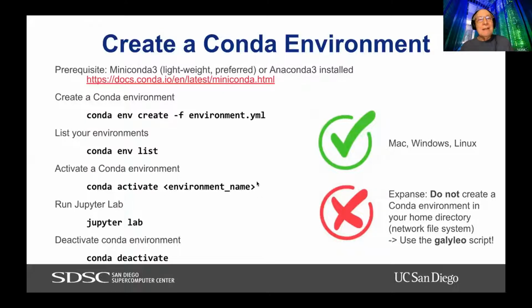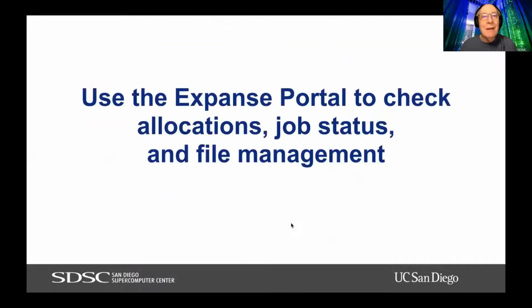But this scheme does not work well on Expanse, because on Expanse, your home directory is on a network file system. So it will be extremely slow and it will interfere with network operations. So this is what you want to do on your own computer, but you don't want to do that on Expanse. Instead, we have a script called Galileo, and that will take care of doing all this for you. So, don't do this on Expanse, but use the Galileo script, which I will talk about in a few minutes.